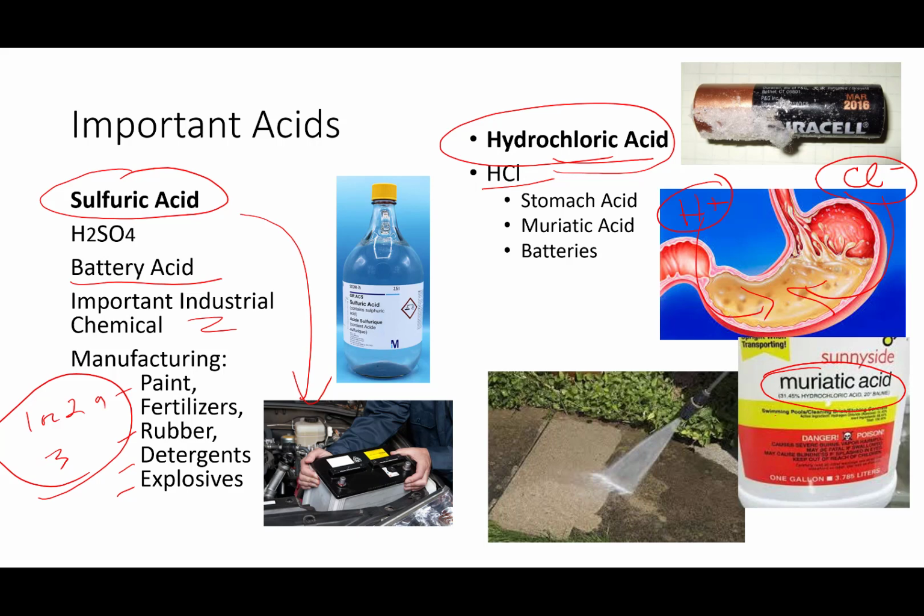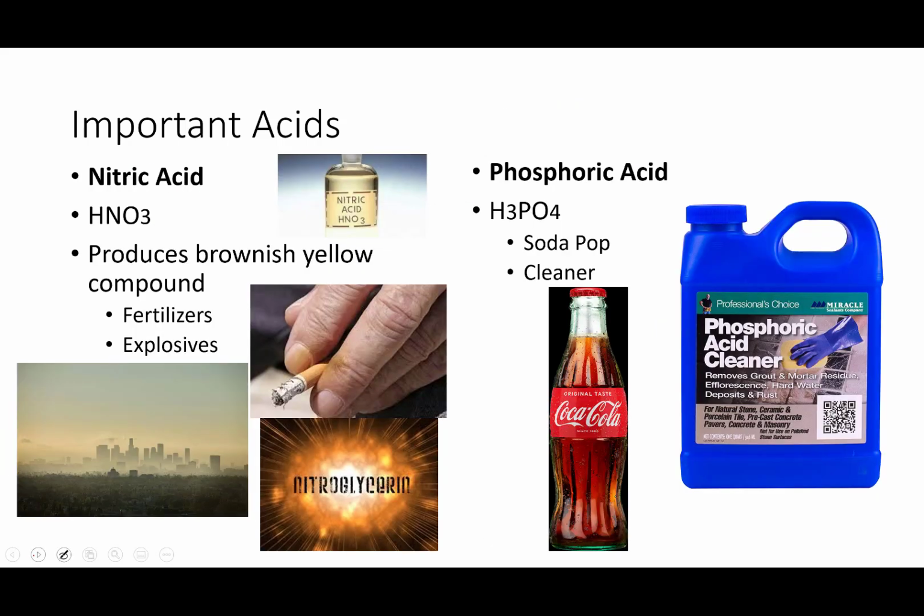Muriatic acid is a 30-ish% solution of hydrochloric acid, and what's it used to do? Etch concrete. Let's say you want to repaint your concrete steps. You've got a bad oil spill in your garage and you want to clean it up. Well, you can use that muriatic acid. You spray it all over. You let it sit for a few minutes, then rinse it down, and you now have a fresh concrete surface. How does that work? It basically eats off the top layer of concrete and you have fresh concrete below. And hydrochloric acid is used often in batteries, and that's one of the reasons that it eats through them.